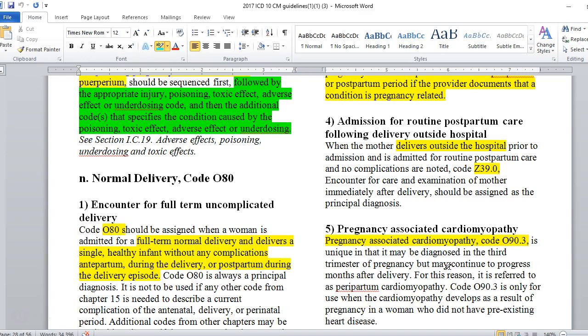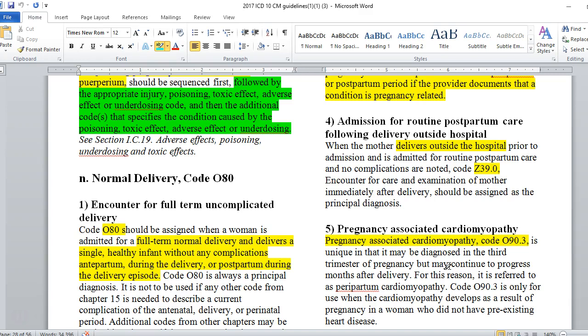Now, most women deliver in the hospital, but some women deliver at home, some of them in the taxi cab, in the car, even in the ambulance. So what happens in those circumstances? What we do is we have a very specific set of codes that we use.